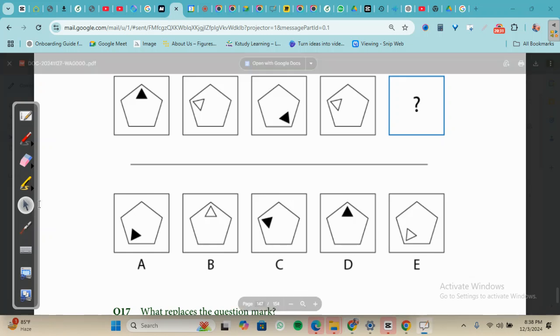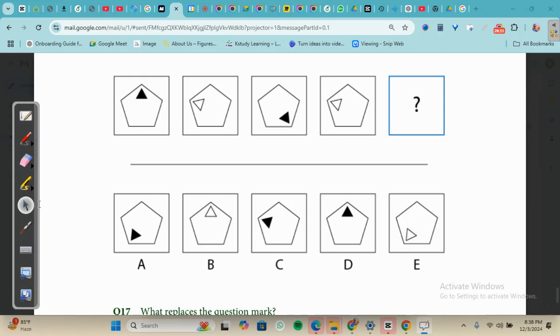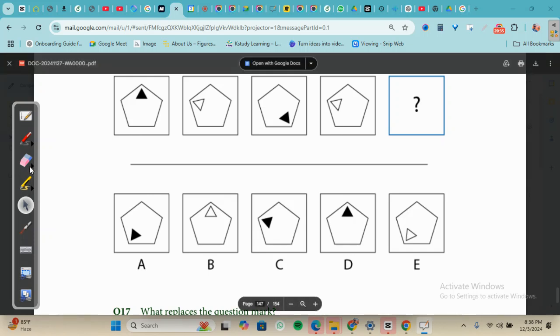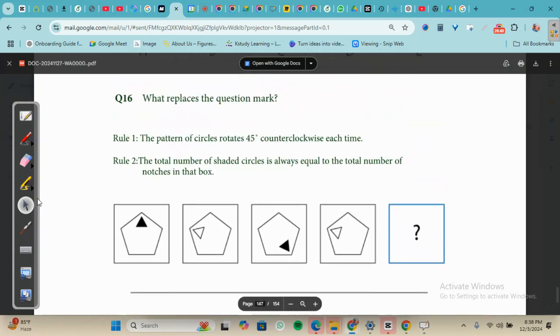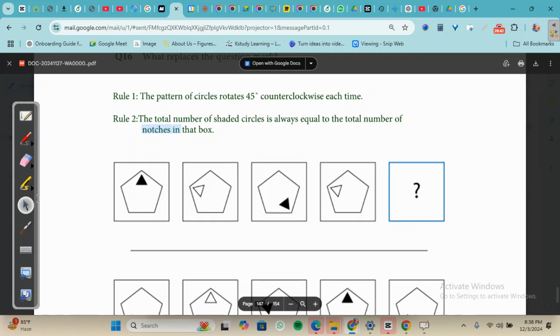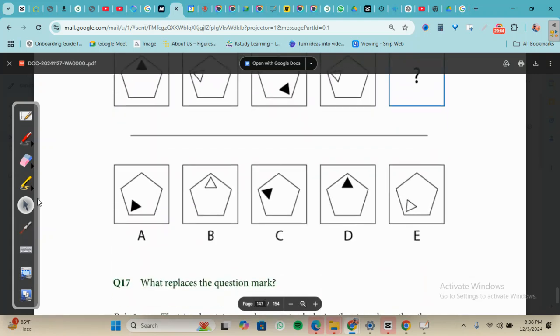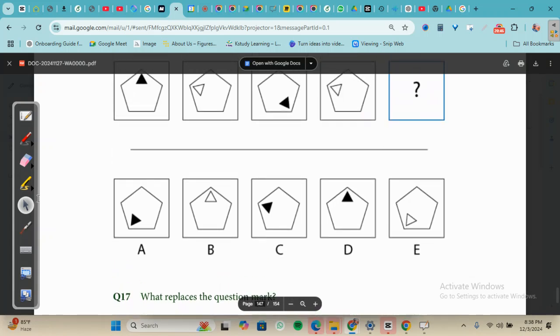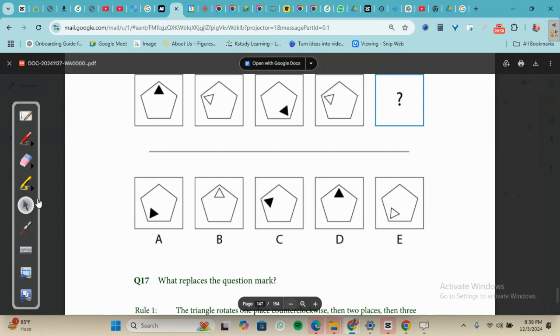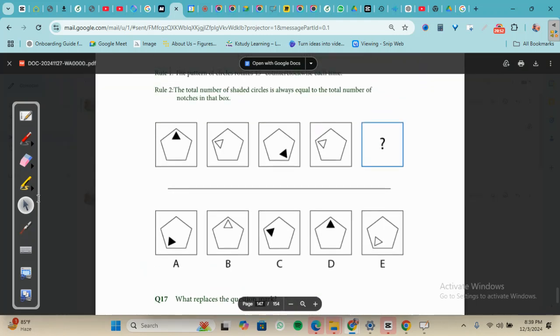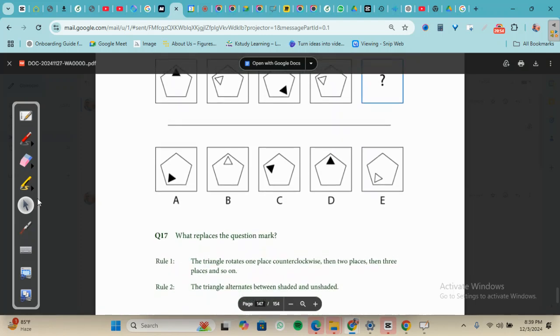That's how it is D. Should be D. Okay, you know what? Let me just check the rules. I think the rule says the pattern, not the circles. So the rule should be here. Let me try to reduce it. Let me zoom out. Can I see the rules here? I think it should be here now. Yeah, this is the rule here.